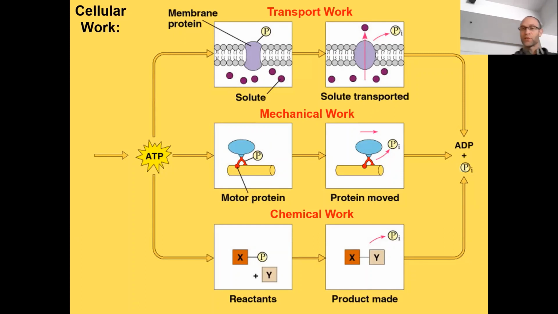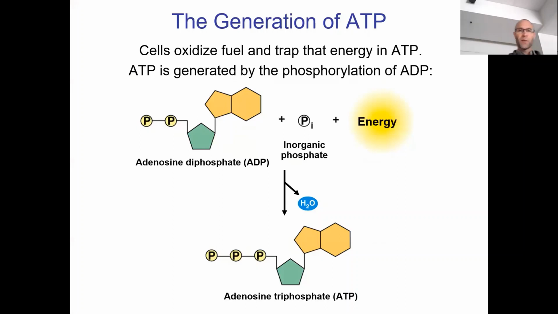Yeah, so especially as animals, we need to be making ATP all the time. So how are we going to do this? We're going to consume food. We're going to break it down. We're going to take energy from the bonds in the food, and we're going to make ATP. So today, that's what we are going to talk about. How do we make ATP?